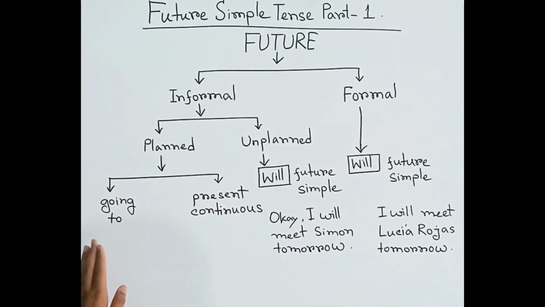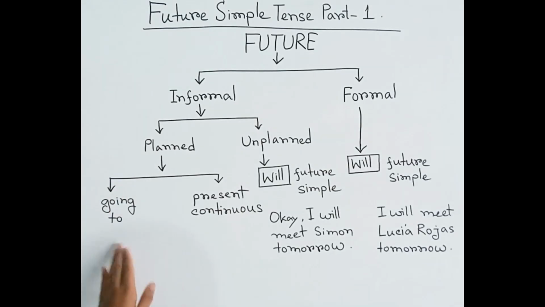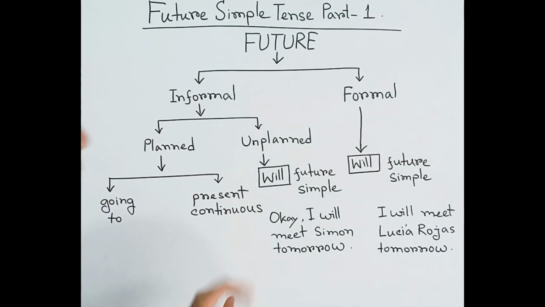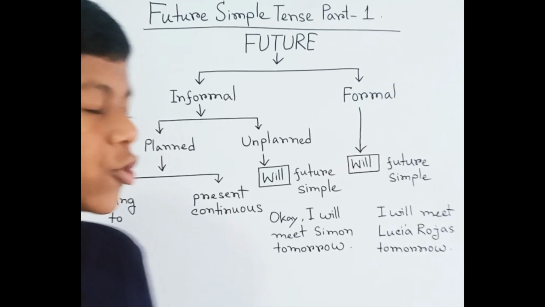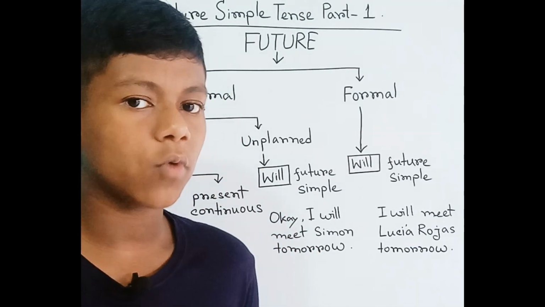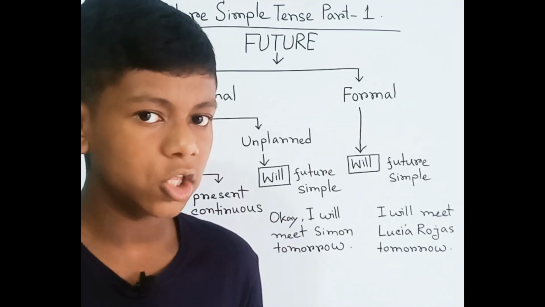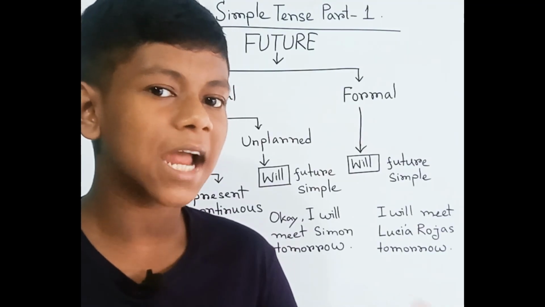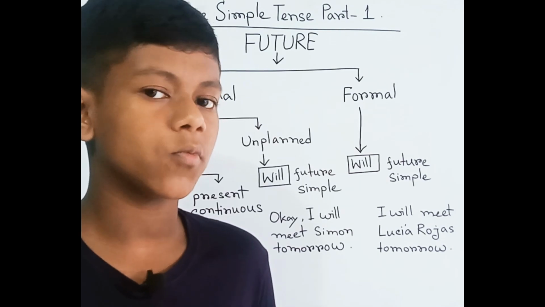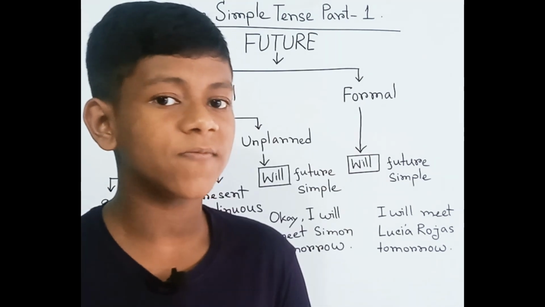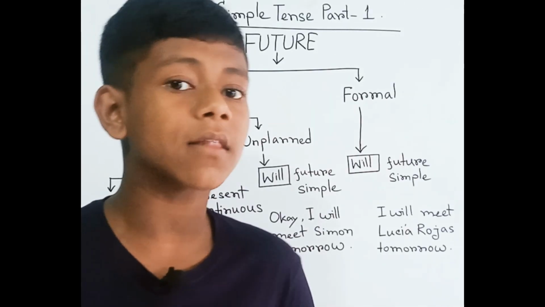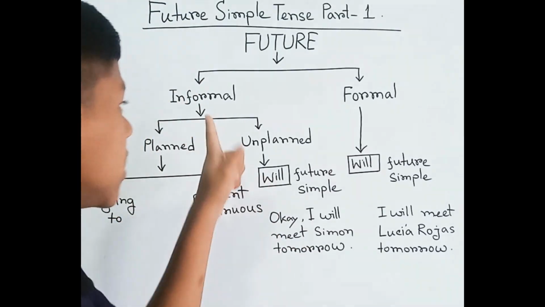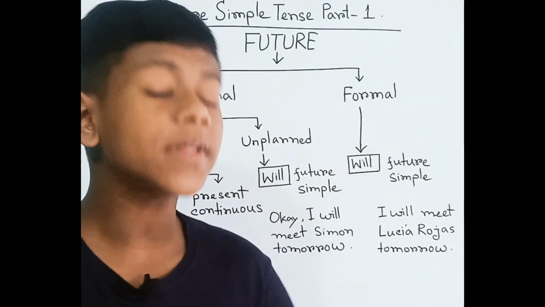So we have already understood going to and the present continuous, which are a plan. When something is planned, we can use going to and the present continuous. With the present continuous we have to add tomorrow. And in this unplanned case, someone asks you and you reply directly. You have to say something directly when speaking, which also reflects unplanned: you tell something directly without planning. It's another section of informal. Let's see an example, then you can understand.